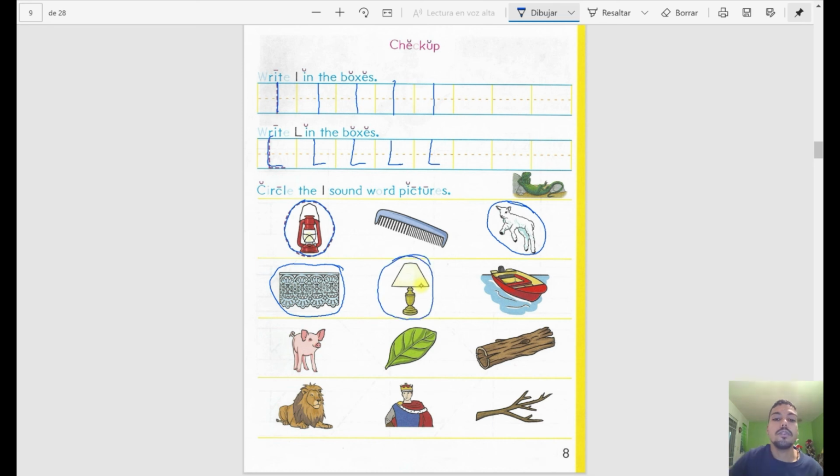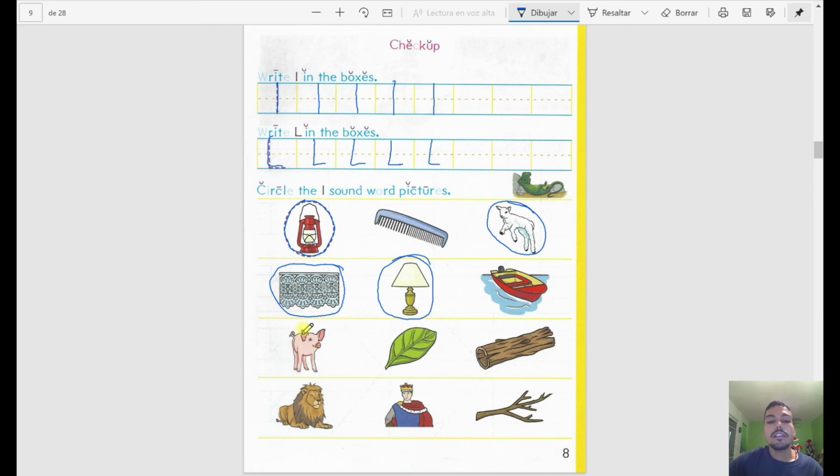Very good. Muy bien. The next one here is a boat. Boat has the sound ooh. Boat, it has the sound. No, very good. Boat doesn't have the sound ooh, so we leave it without circling, right?